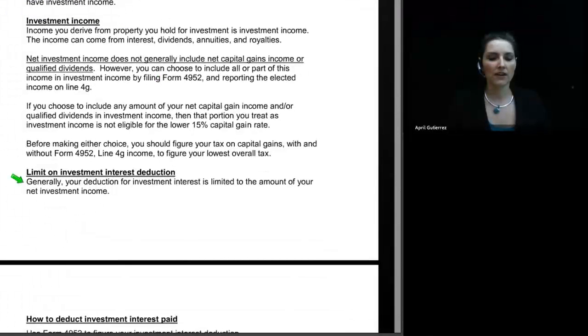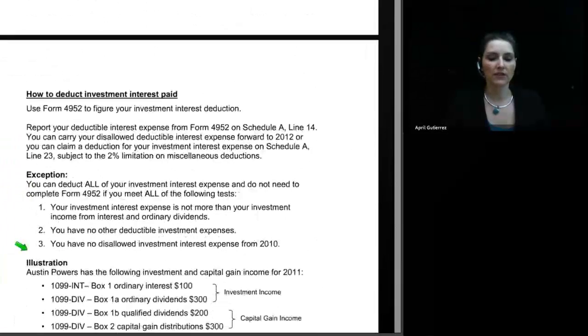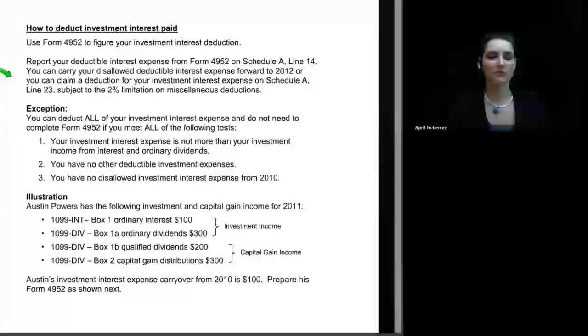The other rule on investment interest is that the deduction for investment interest cannot exceed your investment income. So Form 4952 serves two functions. The first one is that it allows you to make an election to have your capital gain income treated as investment income. The other reason that you would fill out Form 4952 is when your investment income is less than your investment interest. You use the form to claim the allowable portion of interest that you paid and then to carry forward any disallowed amount.